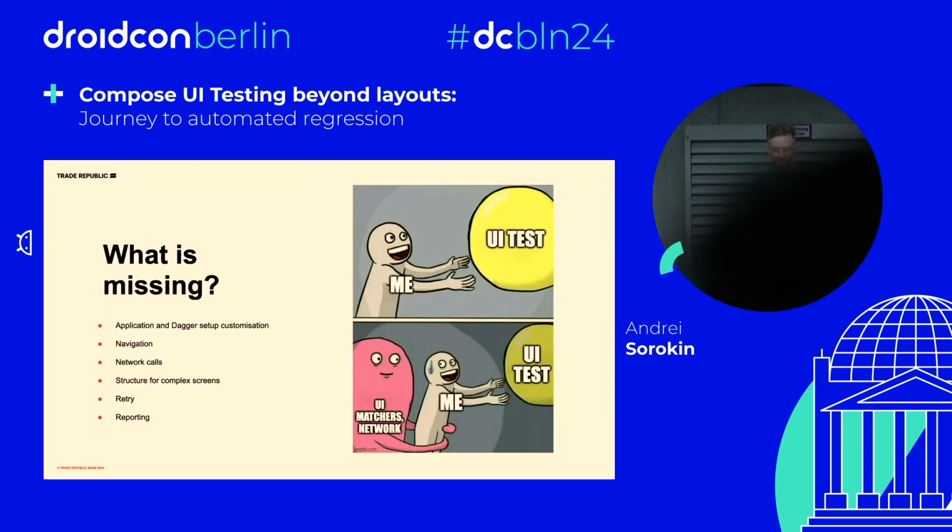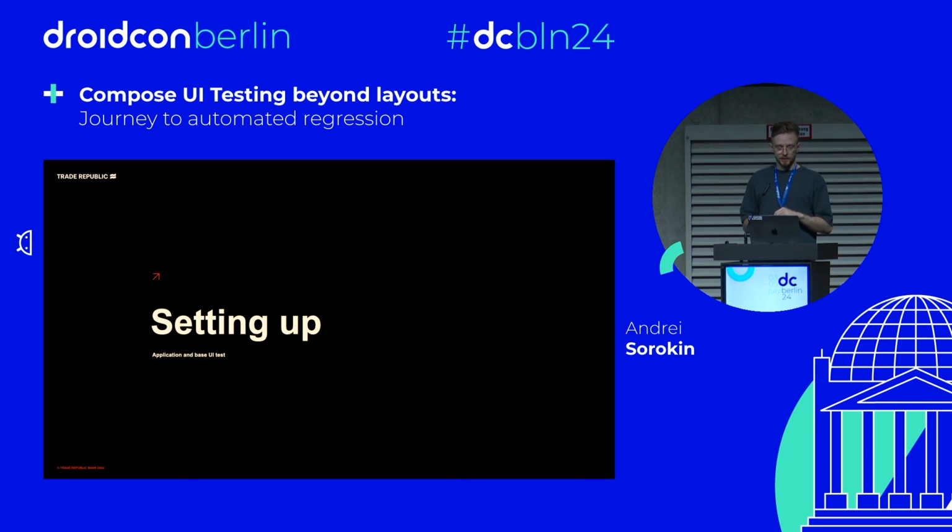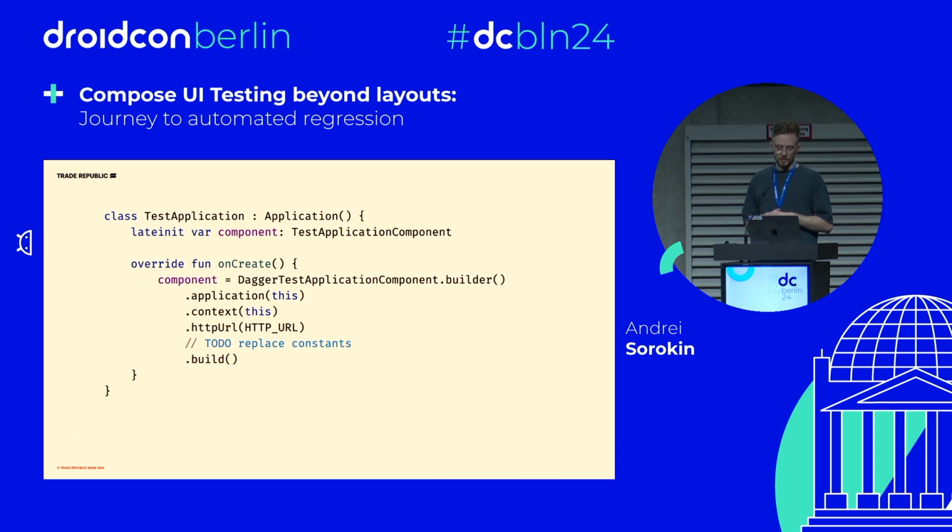And something is missing. Here, there is no dependency graph. There is no navigation. There is no network. And more importantly, it's really isolated, on a really small scale. And we have to do a bit of setting up to get to the actual test that we want to make. So I suggest we start setting up with an application.